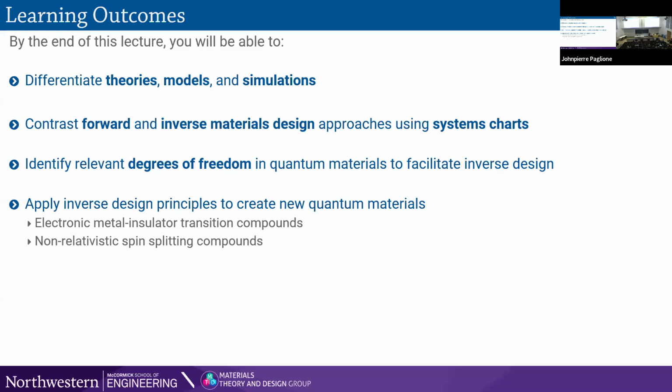I want to differentiate theories, modeling, and simulation. Especially in the materials community, we use these words interchangeably, but they mean very different things. I want you to understand what is the utility of a model, and a model mimics reality. It's not intended to capture everything. And if there's something wrong with your model, it's either a numerical issue or perhaps you're missing some fundamental physics in the model. Then I'm going to contrast forward and inverse materials design.